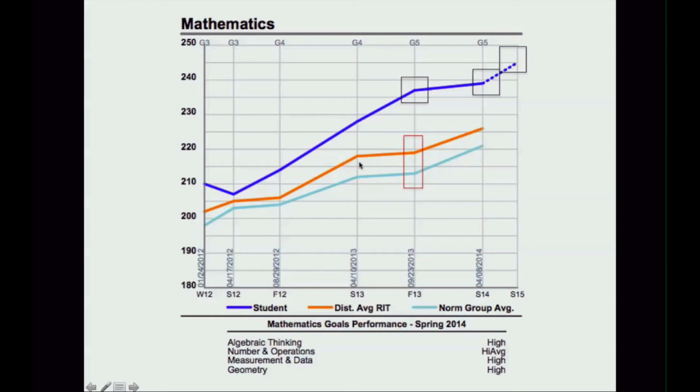The other 2 lines, as mentioned earlier, show the average St. Luke's score on this test, as well as the average score across the nation on this test. So here we can see that this student outperformed the average St. Luke's student and the average student across the country by quite a significant margin. The same is true for the spring testing event. We can also see from this graph that the St. Luke's average is above the national average.